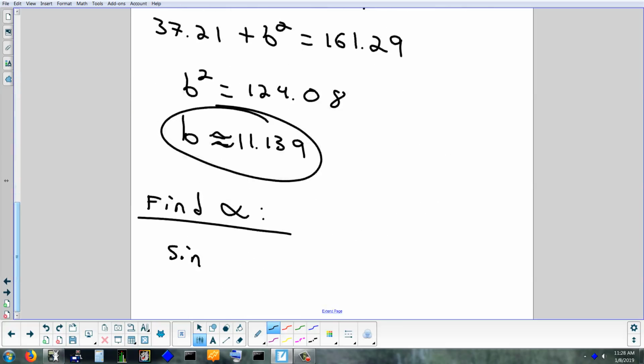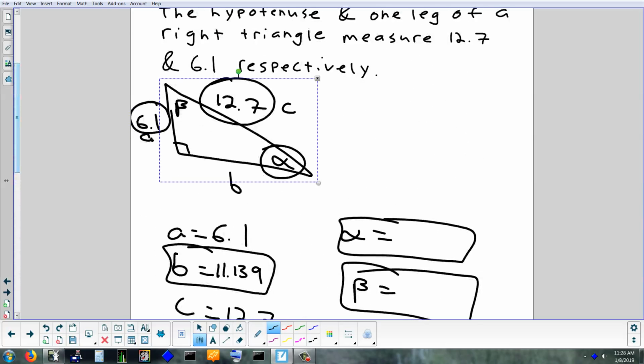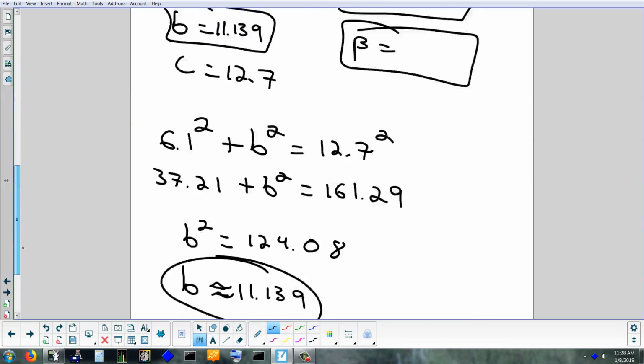Sine of, what's my angle? Alpha, I don't know my angle. That's what's different. This time the variable is, think of it as being protected by a trig function. It's not over on the other side by itself in the fraction. It's in the trig function. So we have sine of alpha equals opposite over hypotenuse, 6.1 over 12.7.